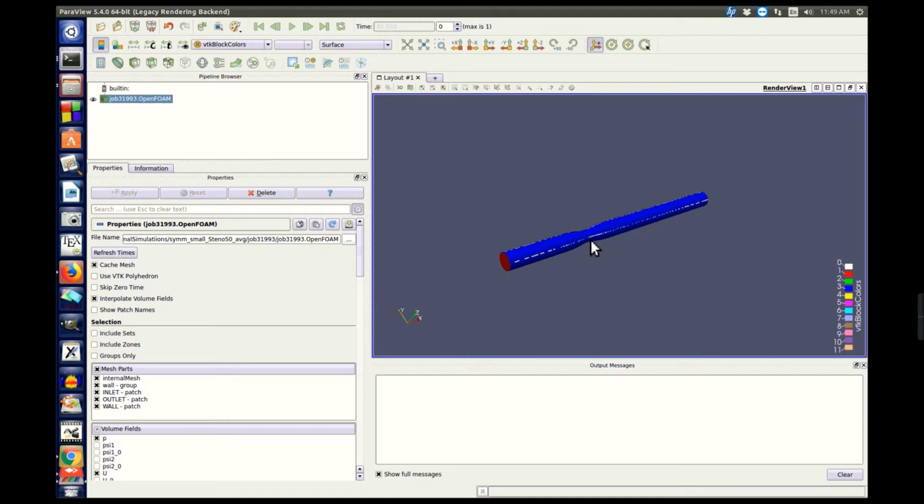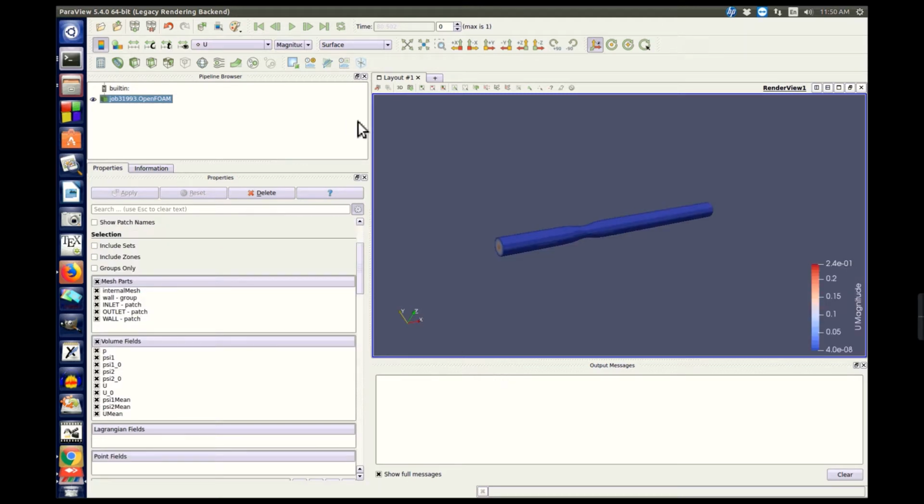What I have found out is there are basically two ways to do it. One is very simple. We can use the Calculator app here, which is at the topmost left corner. And another is a bit advanced. We can use the Programmable Filter option, which is available in ParaView. Today in this video, I'm gonna show you how to do it using the Calculator.